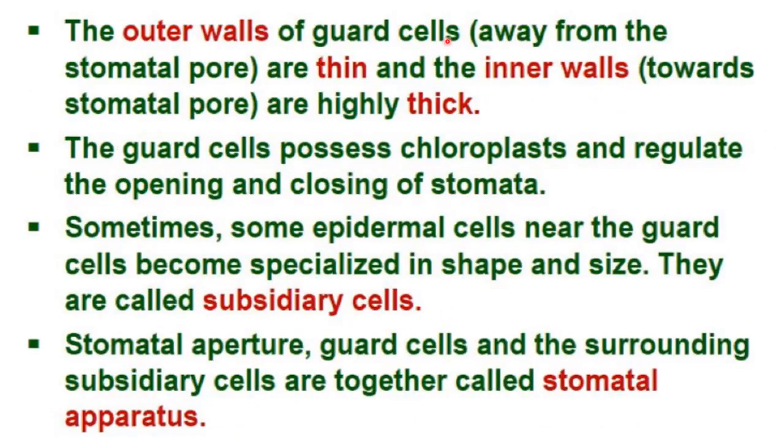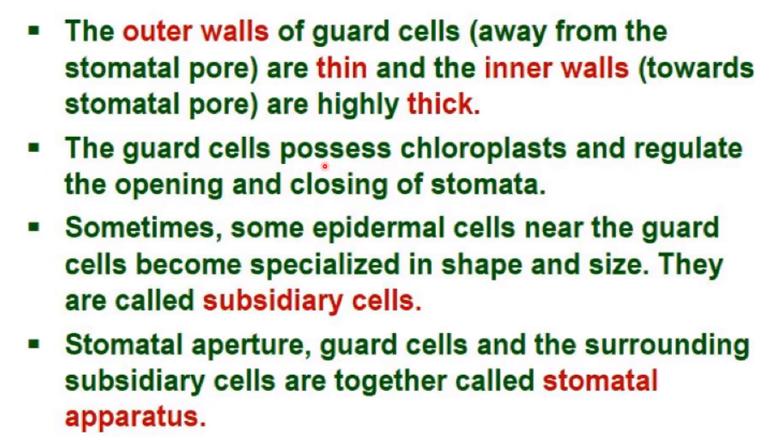Now the outer walls of guard cells, that is away from the stomatal pore. Okay, the wall that is near the stomatal pore is called inner wall, and the wall that is away from the stomatal pore is called outer wall. So outer walls of the guard cell are thin, and the inner walls which are towards the stomatal pore are highly thick, as you have seen in the diagram in previous slide. The inner walls of guard cells are thick.